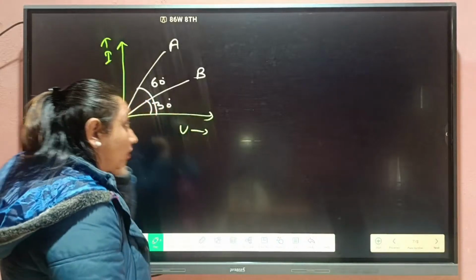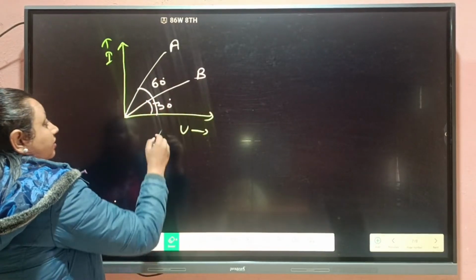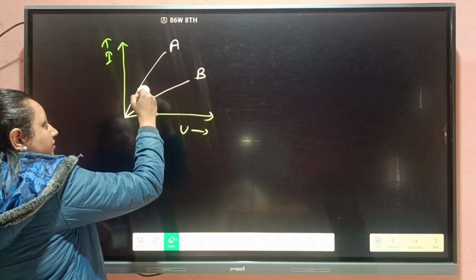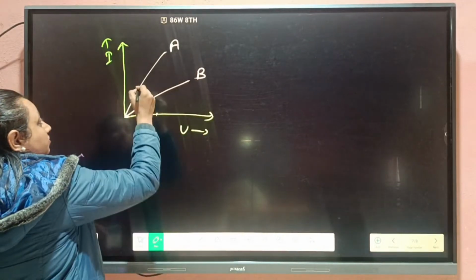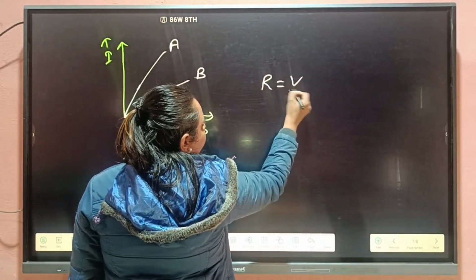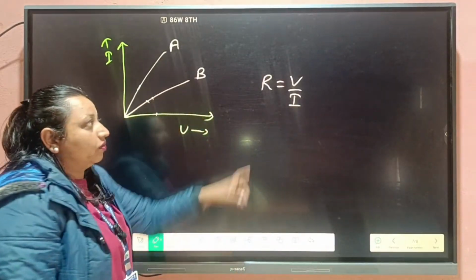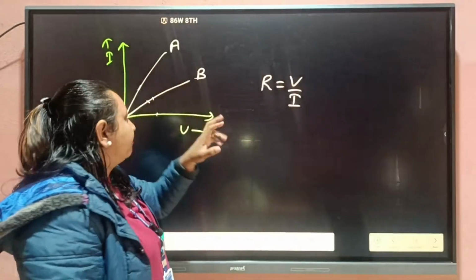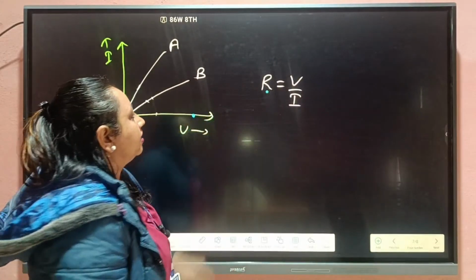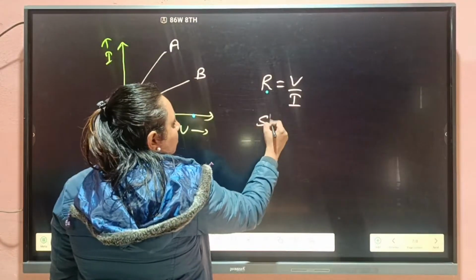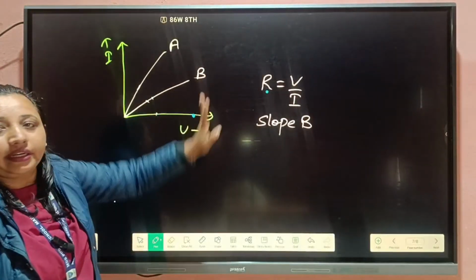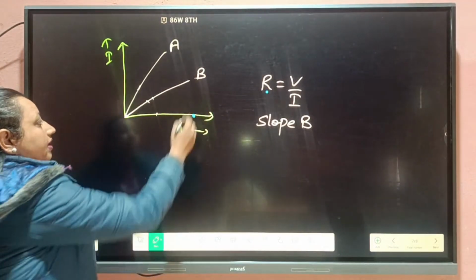उससे आप compare कर सकते हो. Another method, if angle is not given, then how you can tell which one slope is greater or which one is lesser? By the value that what is R? R is equals to V upon I, ठीक है? So V is directly proportional to R. If the value of V is greater, then the value of R is greater. So in this, slope B is greater. Okay. So this one is greater.